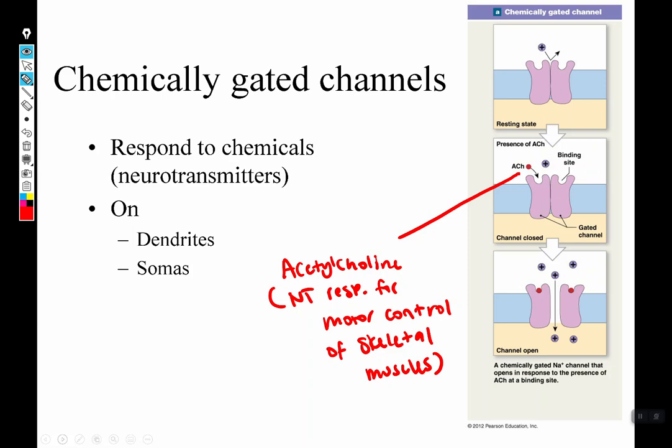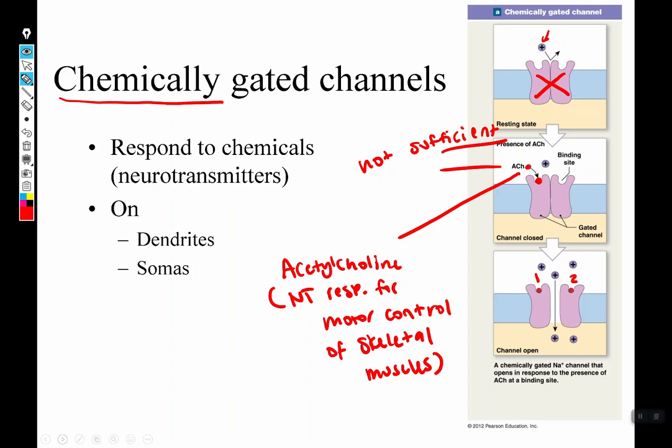So in our resting state, the channel is shut. Here we have a sodium that wants to go through, but it can't because the door's not open. Now, if we get the introduction of one acetylcholine binding to its binding site, that's great, but it's still not sufficient to open this channel. We need 2 acetylcholine to open this.